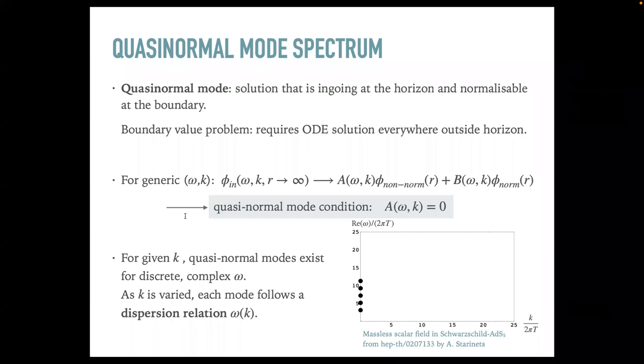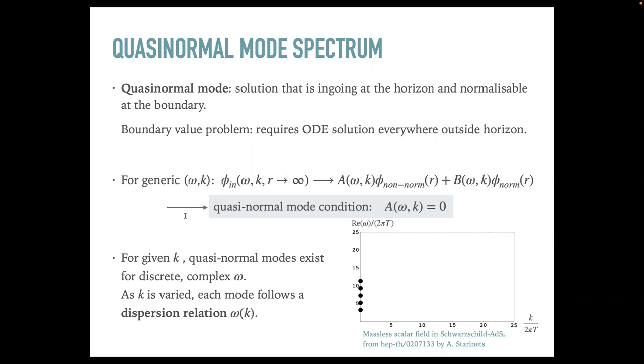Okay. So for some generic frequency and wave number, we can take our ingoing solution, the solution that's ingoing at the horizon, and expand it in a basis of the non-normalizable solution and the normalizable solution near the boundary. In general, we'll have some linear combination of these things, where the coefficients A and B are some functions of the wave number and frequency that depend on the spacetime we're talking about. Okay, and in this language, the condition that a solution is a quasi-normal mode is that this coefficient A vanishes. So for certain frequencies and certain wave numbers, this coefficient A will vanish. That tells us our ingoing solution is normalizable, and that's a quasi-normal mode.